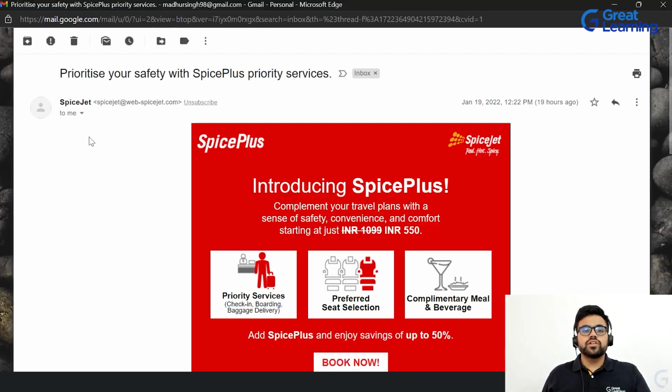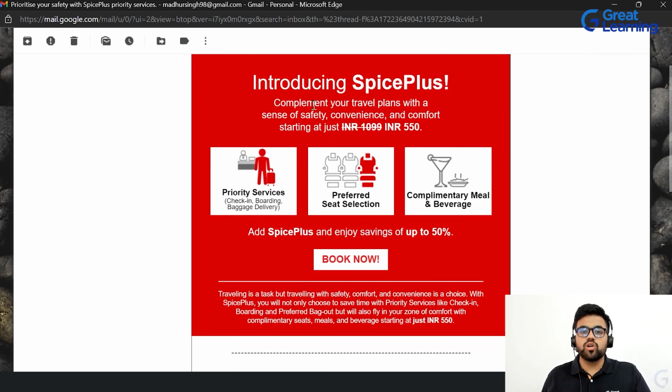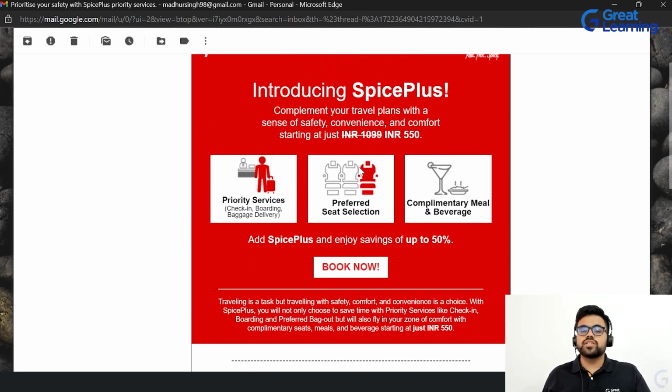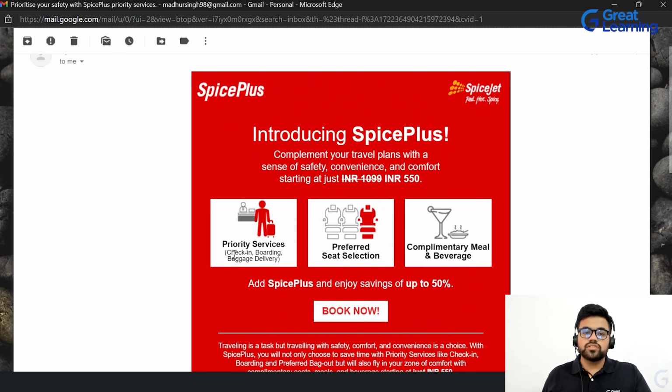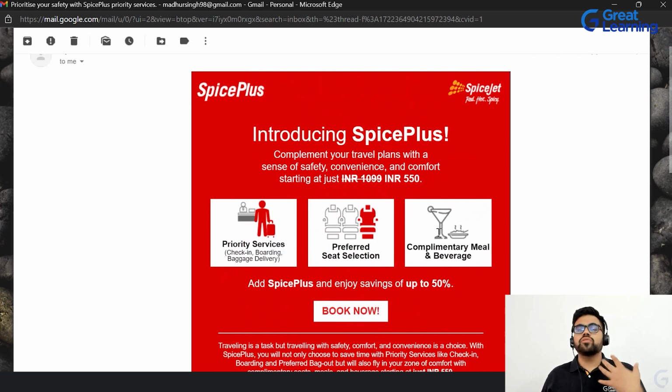So here I have an email from SpiceJet, which is telling me about some type of advertisement. Let's look at what it is. It tells us about a new service that SpiceJet is providing, called Spice Plus. What does this mean? It means complementing your travel plans with a sense of safety, convenience, and comfort at 550. So they are telling me about a new service they have introduced, which includes priority check-in, preferred seat selection, and complimentary meals, and that is at 50% off. Now, this is an advertisement that SpiceJet wants to give me as a consumer.